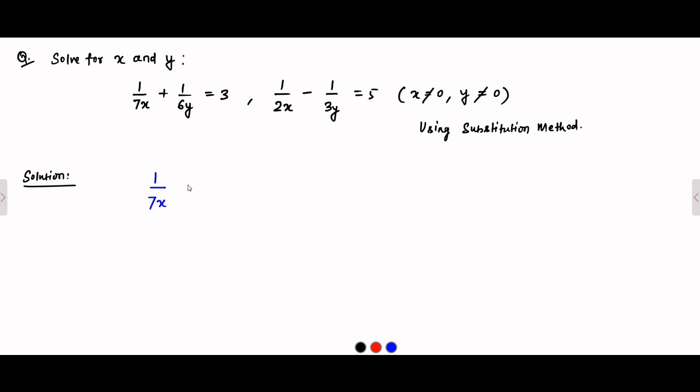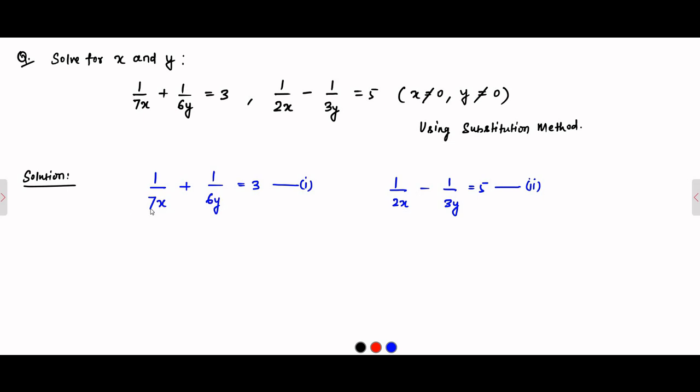1 by 7x plus 1 by 6y equals 3. So this is equation 1. 1 by 2x minus 1 by 3y is equal to 5. This is equation 2. Now as you can see, it is not in the standard form, in the format of a1x plus b1y is equal to c1, like that.